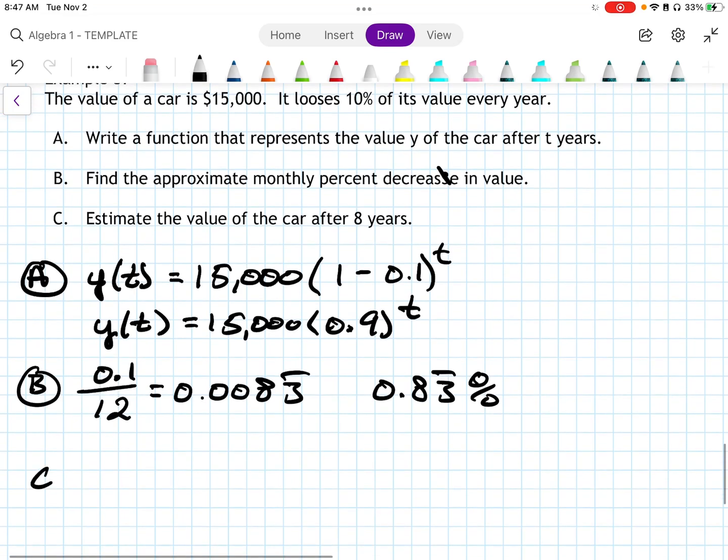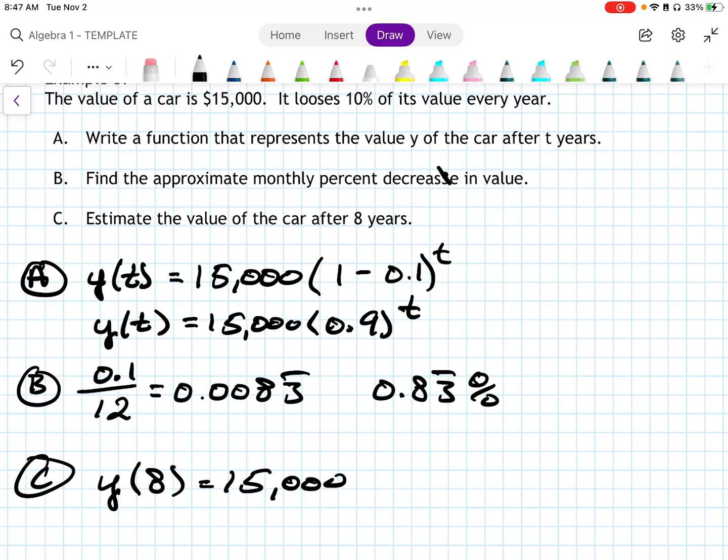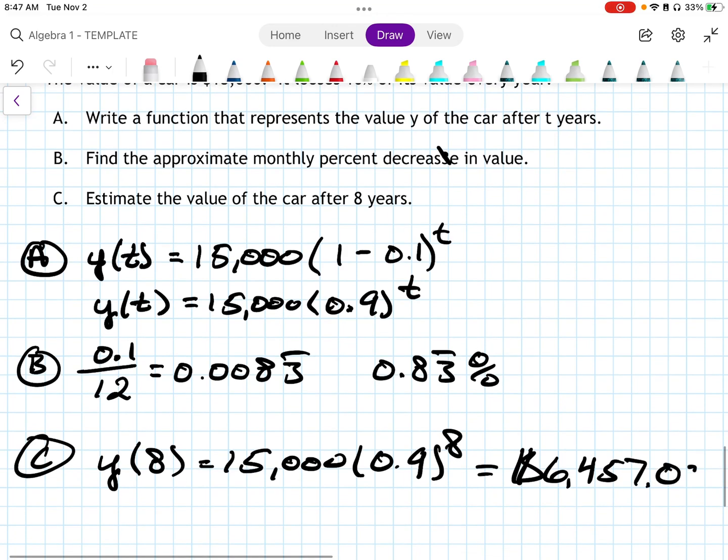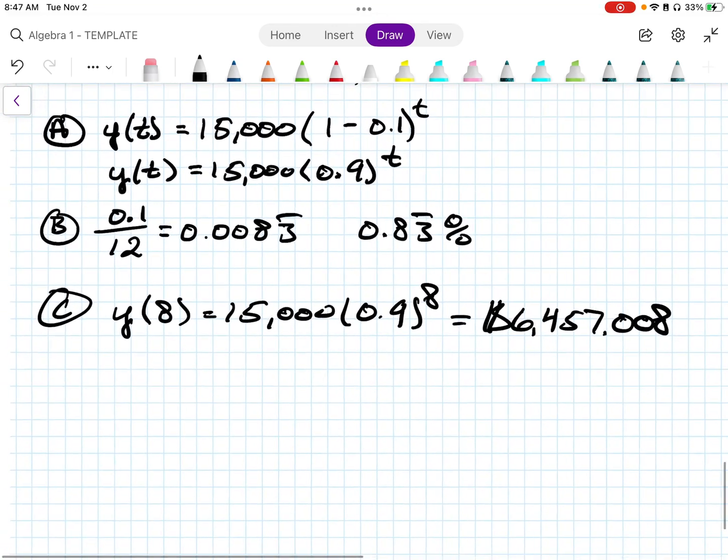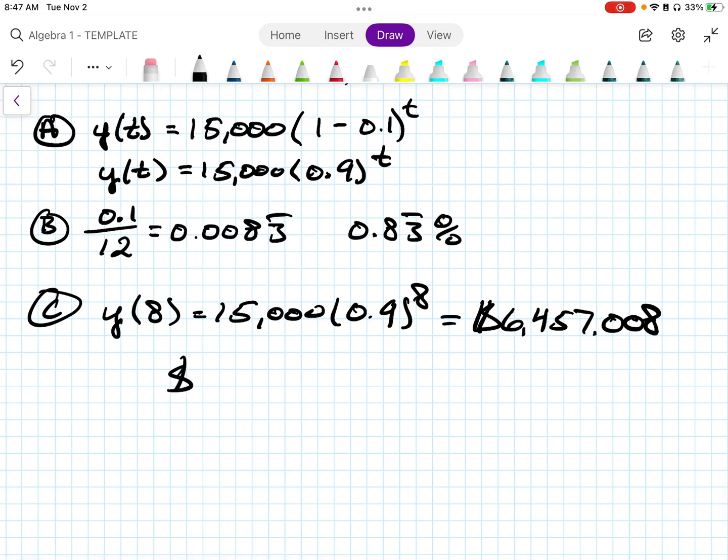Part C, they just want us to plug in 8 to the function in part A. So this would be 15,000 times 0.9 to the 8, which should be about 6,457.008, and we'll round that to the nearest penny. So this will be 6457.01.